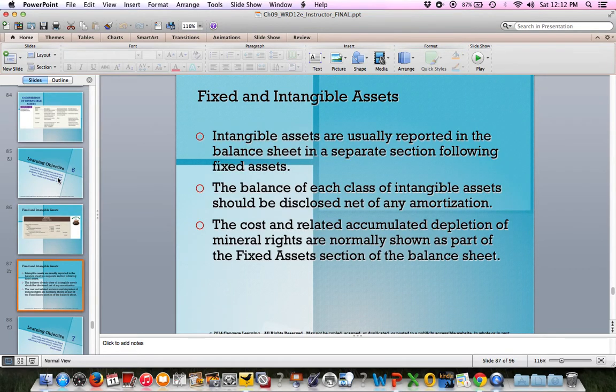Intangible assets are reported in the balance sheet in a separate section following fixed assets. The balance of each intangible asset should be disclosed net of amortization. So we don't show the amortization, we just show the balance net of amortization. And the cost and related accumulated depletion of mineral rights is normally shown as a part of fixed assets also.